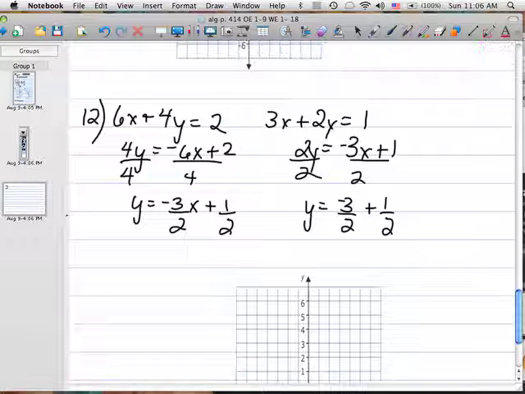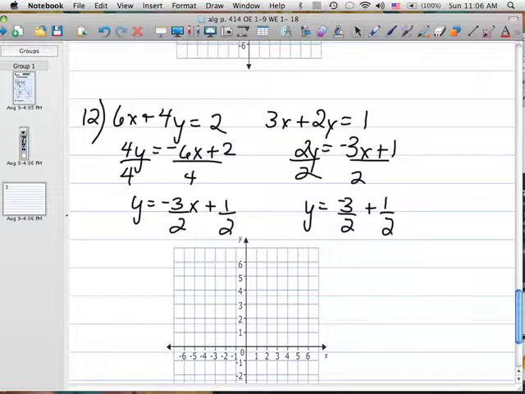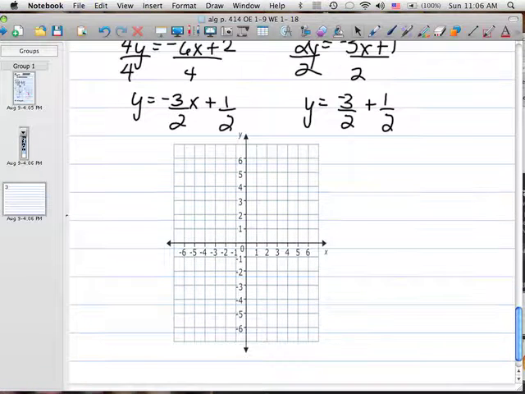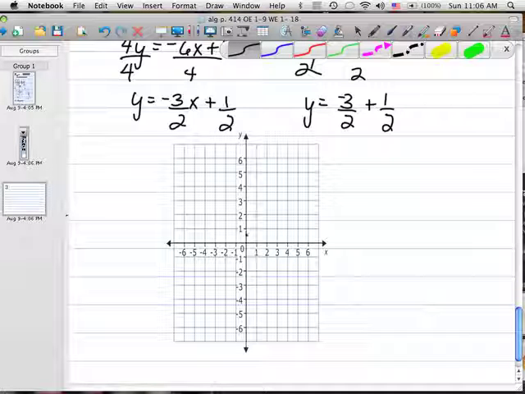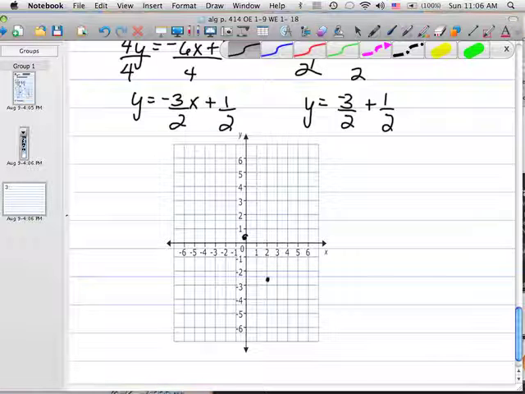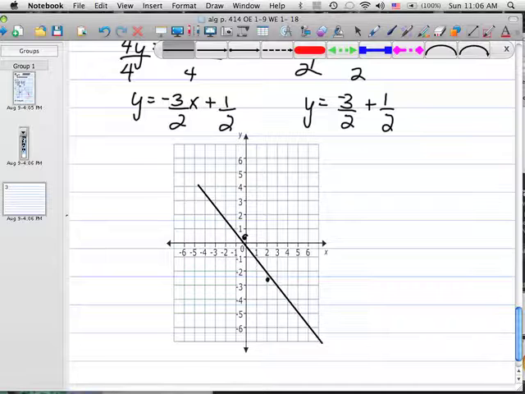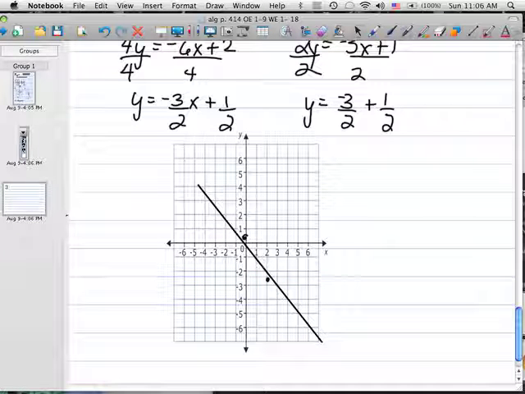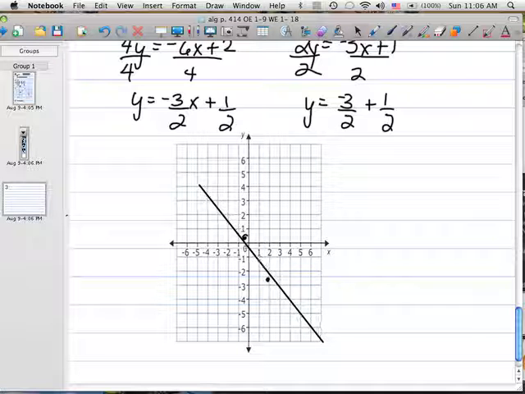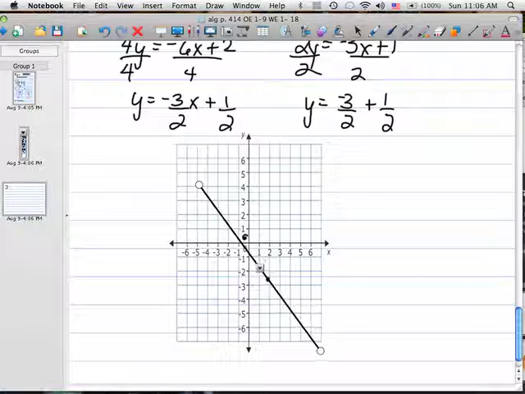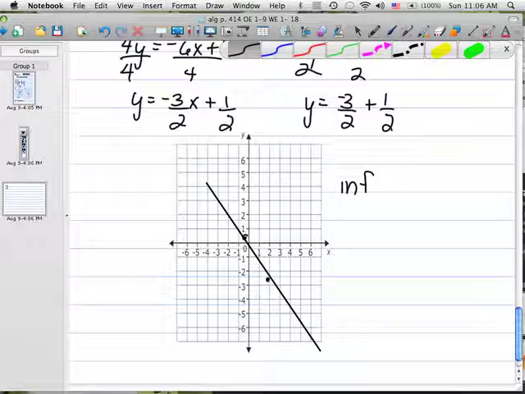So all you have to do is plot the one line, and since they're the same, they're going to have an infinite number of solutions. So our intercept is 0, 1/2, and we go down 3: 1, 2, 3, right 2: 1, 2, and there's our second point. Connect those 2 points in a line. And since we would just be plotting the same line again, we just say there's an infinite number of solutions.